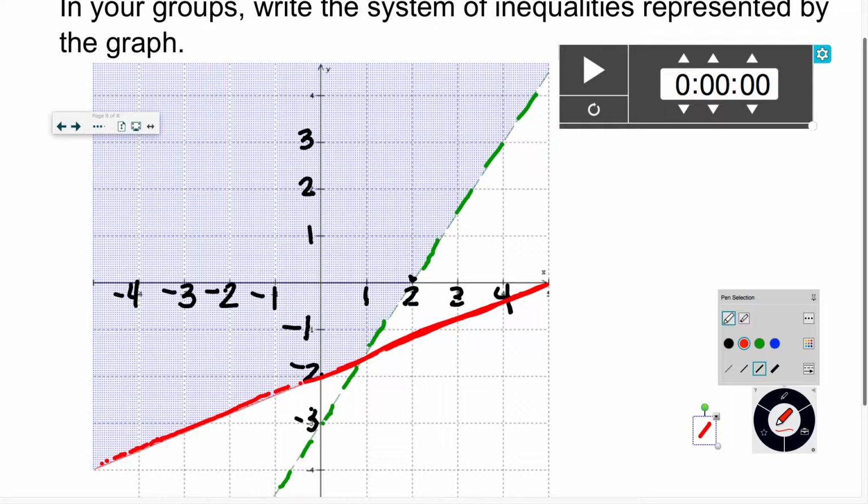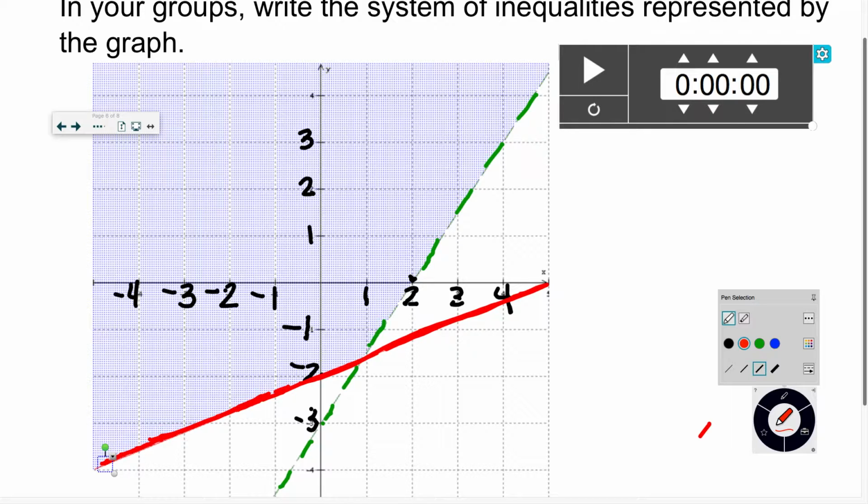Think about which sides of each line would have to be shaded for them to overlap, like you're giving the overlap. Do you really need to know anything beyond that shaded solution? Not really, because once you test a point inside that shaded area, what do you know about it? It's true, for both. So you could actually use the same coordinate for both inequalities.